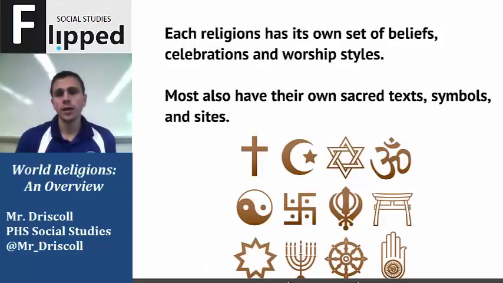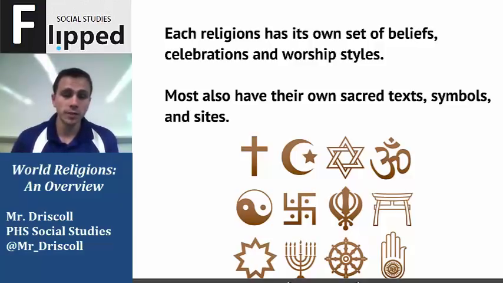Each religion also has its own set of beliefs, celebrations, and worship styles. So we'll be taking a look at each of these as we go through the three monotheistic religions. Most also have their own sacred texts, symbols, and sites. As you can see below, there are some common symbols. The top three should be familiar to most of you. If not, they will be soon. That's the symbol for Christianity, for Islam, and for Judaism.